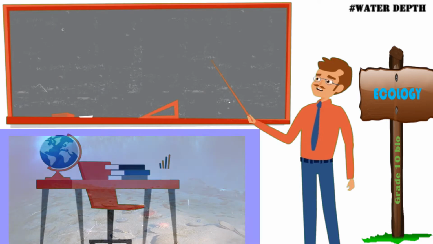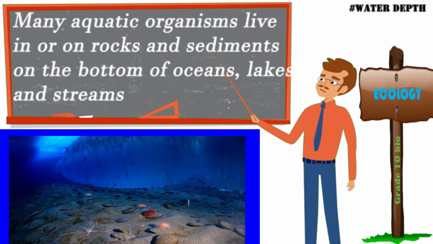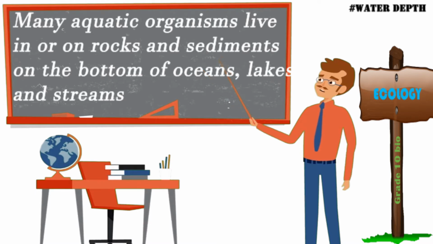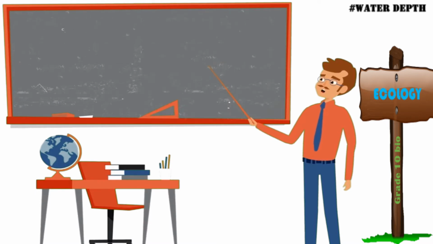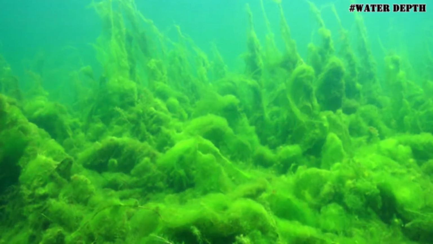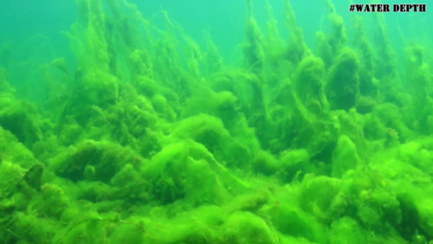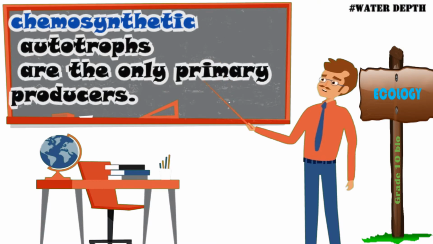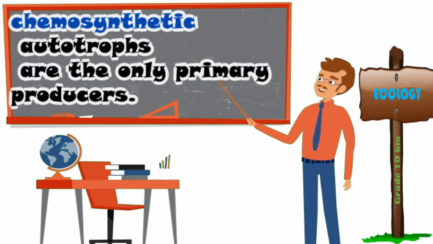Many aquatic organisms live in or on rocks and sediments on the bottom of oceans, lakes, and streams. These organisms are called benthos, and their habitat is called the benthic zone. Algae and rooted aquatic plants can grow where water is shallow enough for the benthos to be within the photic zone. Otherwise, chemosynthetic autotrophs are the only primary producers.